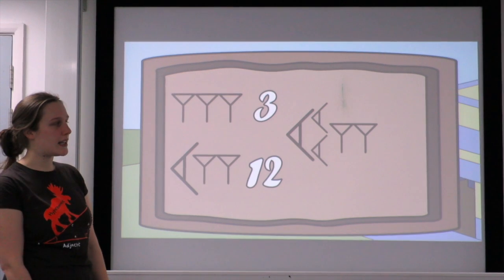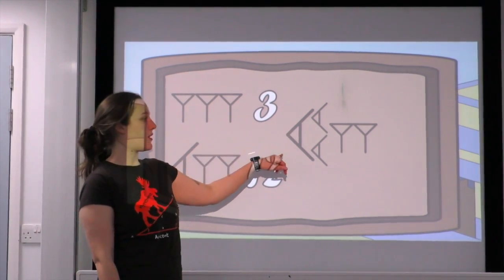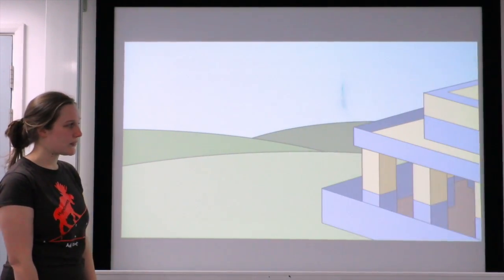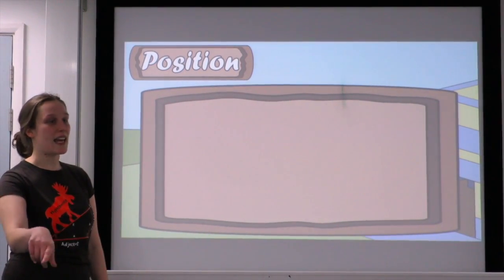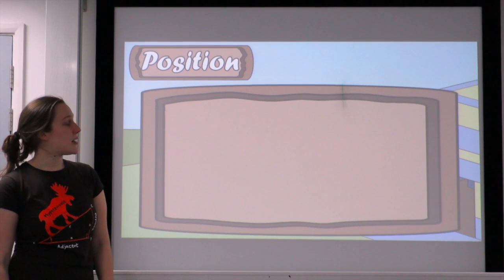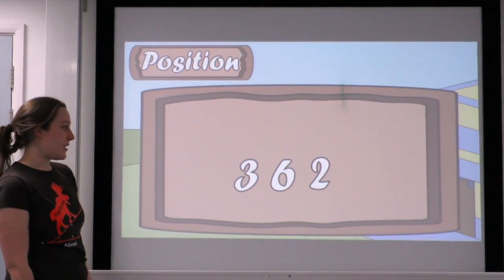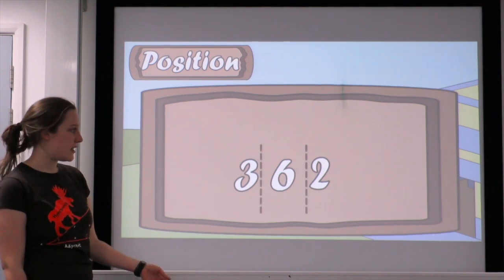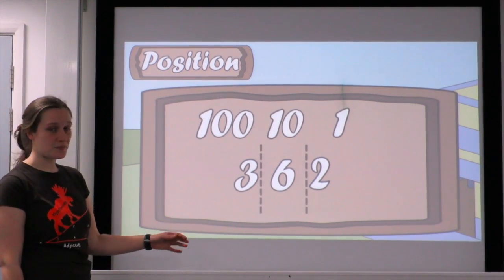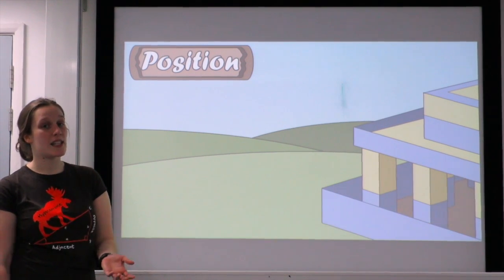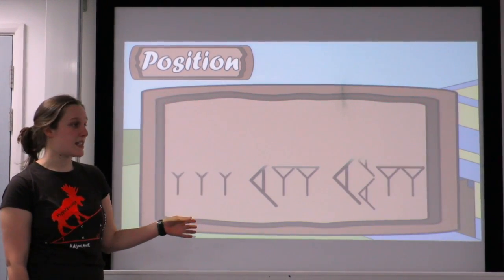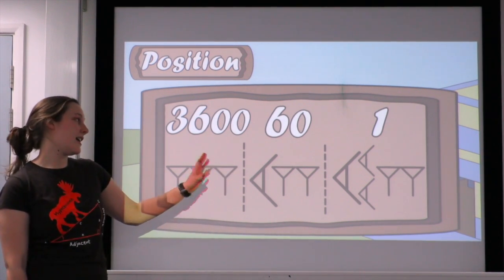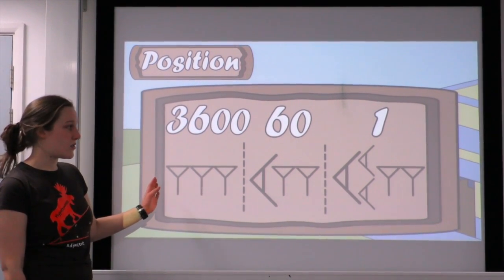Now let's have a look at a slightly larger number. Here you have 3 10s and 2 ones, which will give you the value 32. Similar to the number system we use today, the Babylonians used place value. So with the decimal number 362, this is broken down into hundreds, tens and ones. A similar system was used with Babylonians, except they used powers of 60. So the first column would be ones, the middle is 60, and the third is 3,600.